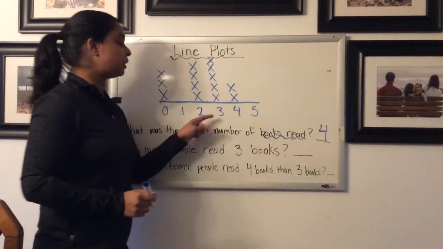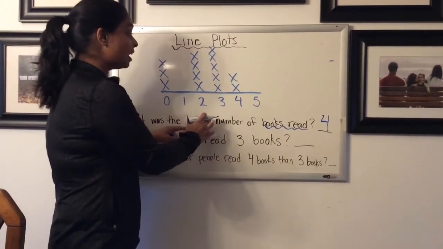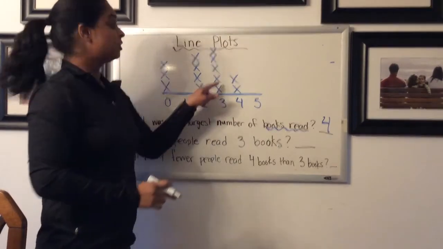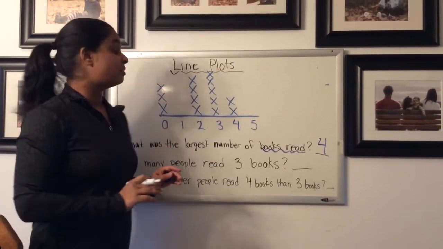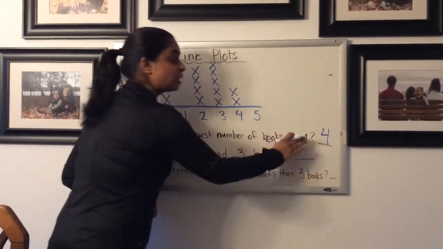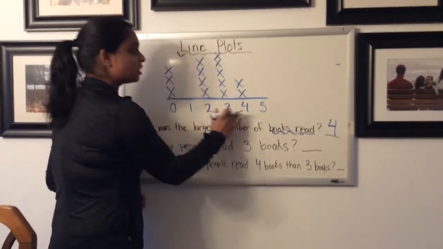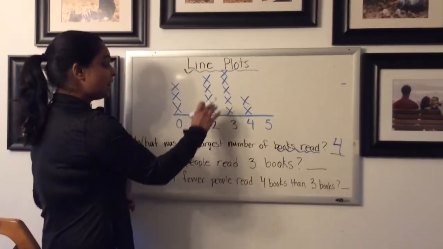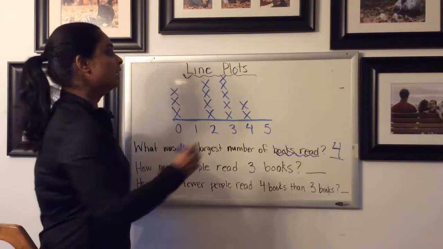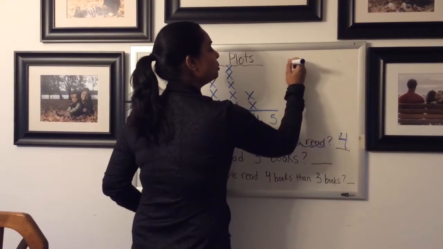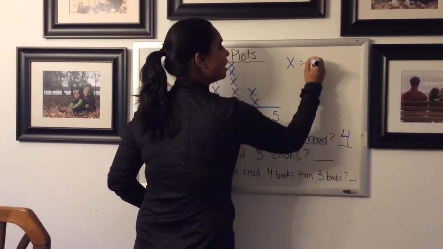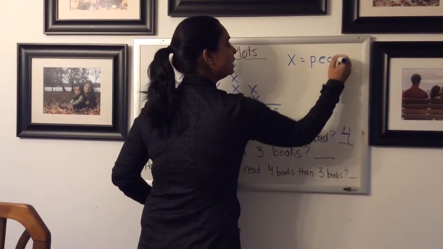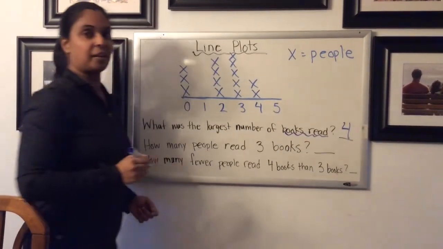Now, like I said, it's a bit tricky. Some people see the word largest and go right to the one with the most X's. But those X's are not showing the book numbers. These are showing the number of books, and the X's are showing the people. So I really want you to remember that. The X's are the people, and that will really help you to keep that straight.